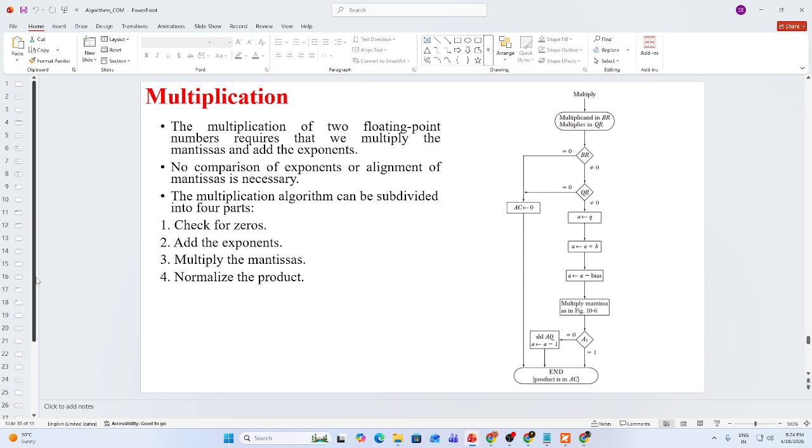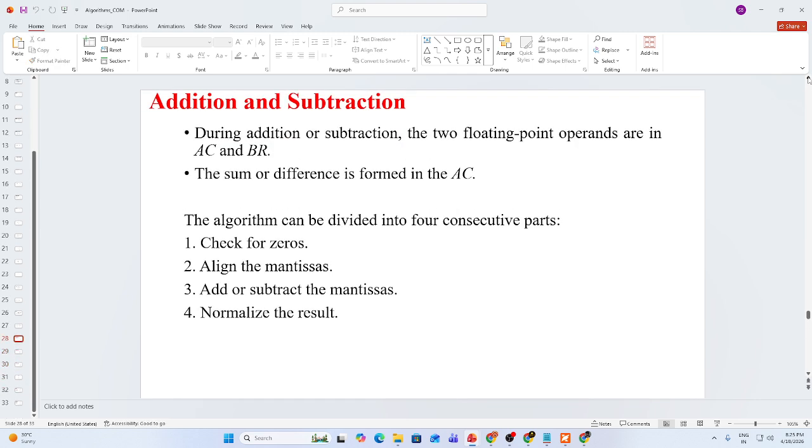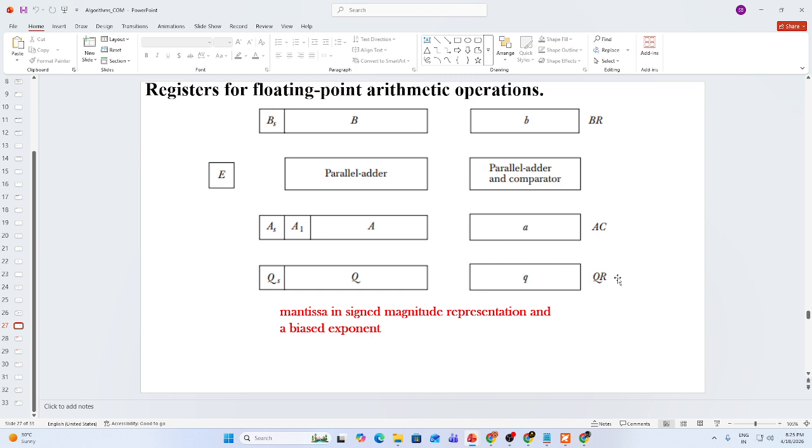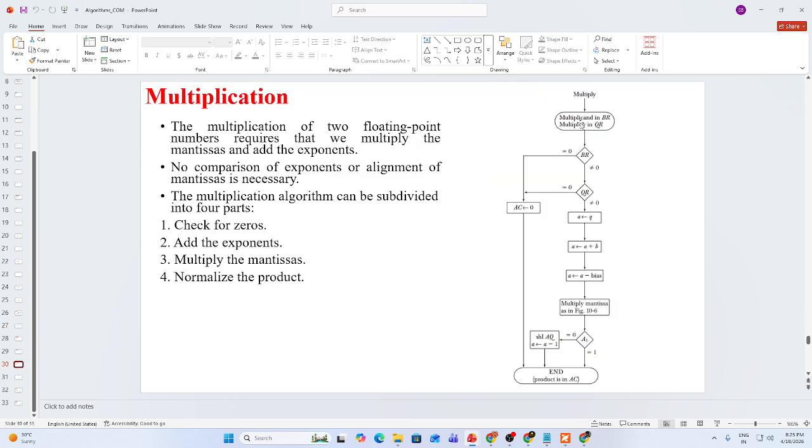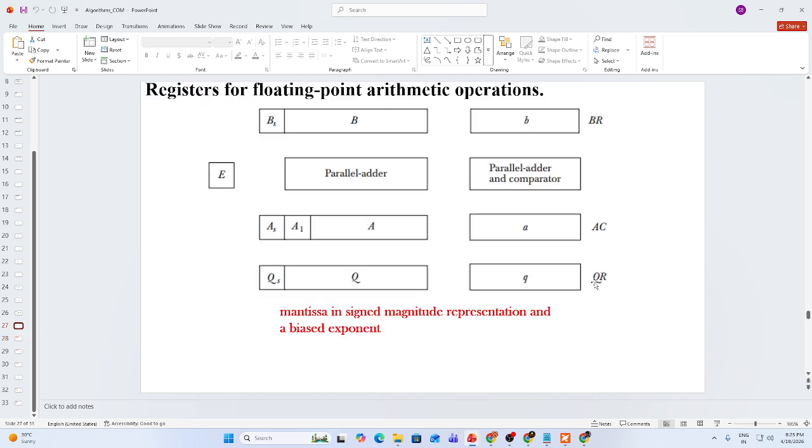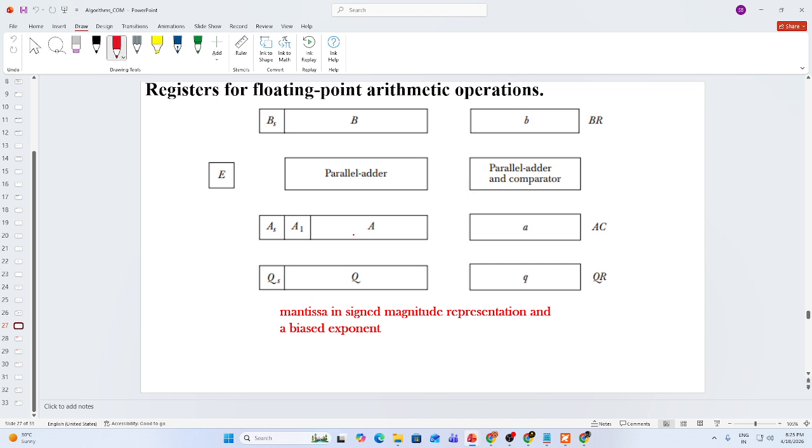This is the same hardware which we are using for multiplication. One input is in the BR and one input is in the AR, as you can observe here. Multiplicand is in the BR, multiplier is in the QR. So we are using these two registers. One floating point number is in this register, and another floating point number is in this register.